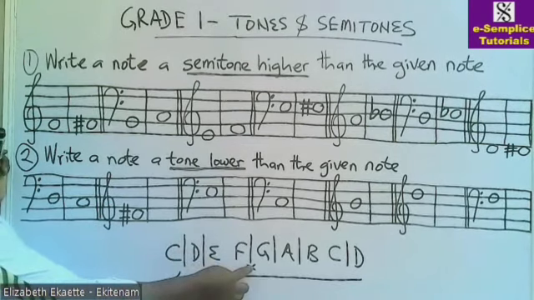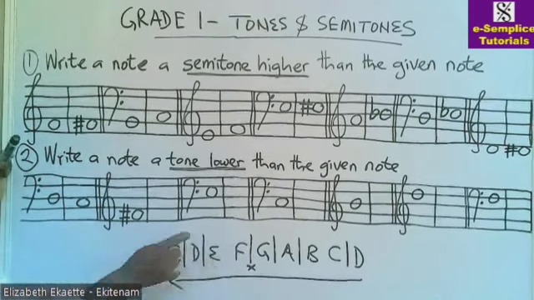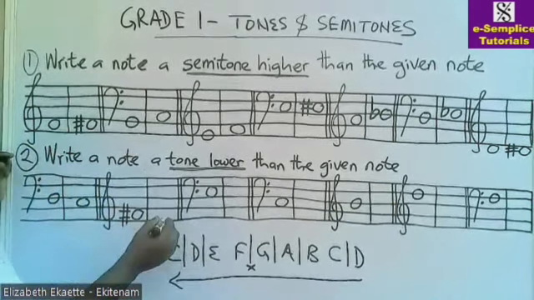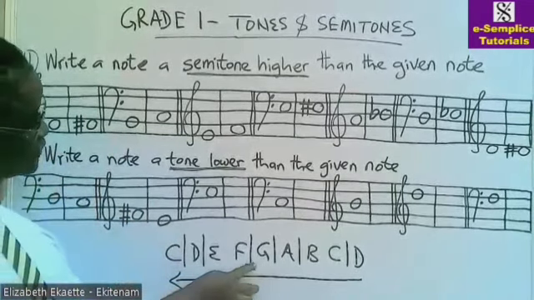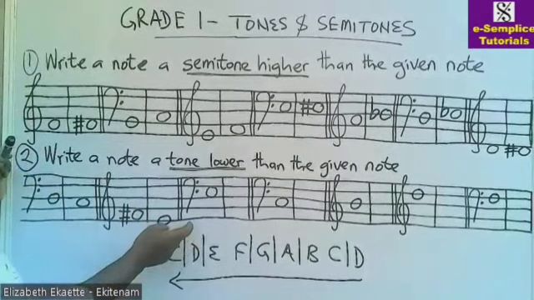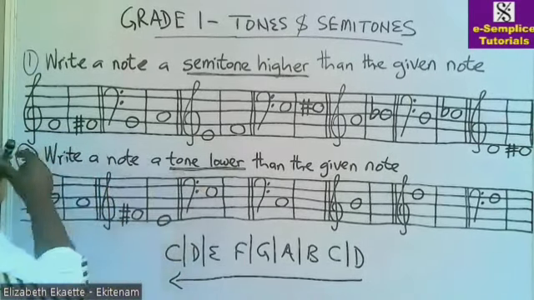So I go again from F sharp to F is a semitone. F to E, another semitone. That makes a tone. So our answer is E. Now watch out. This is E on the treble clef. Now we proceed. The next question is on bass clef, and the note is E.